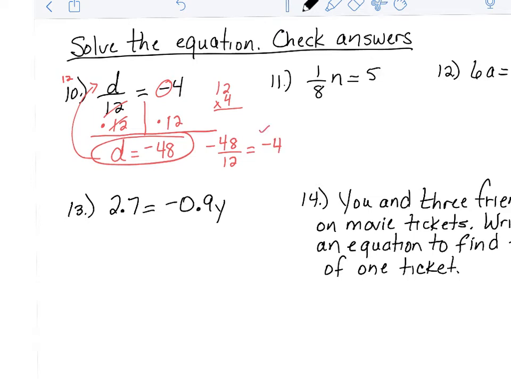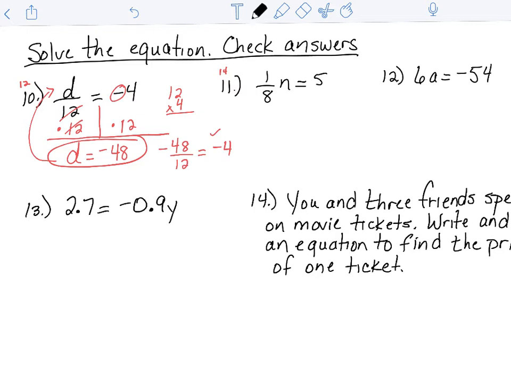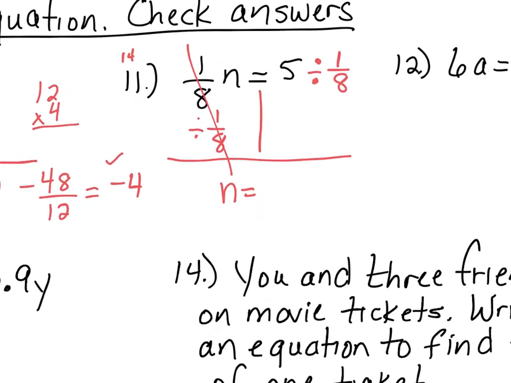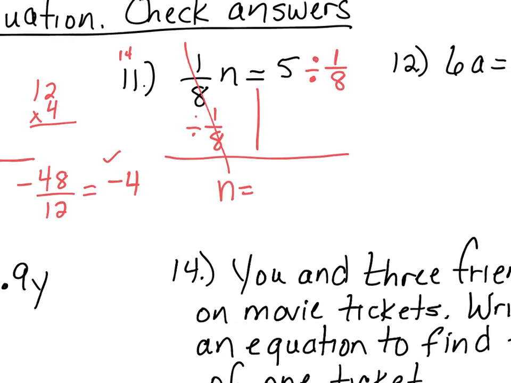Yep, good. So on number 11, they are multiplying by 1/8. So we are going to divide both sides by 1/8, correct? And I'm going to put it off to the side here, divided by 1/8. These cancel out, leaving me with n is equal to, how do I do 5 divided by 1/8? How do I do that, Nevaeh? So it's 5 over 1 times what? Yep. And what do you get, Nevaeh?